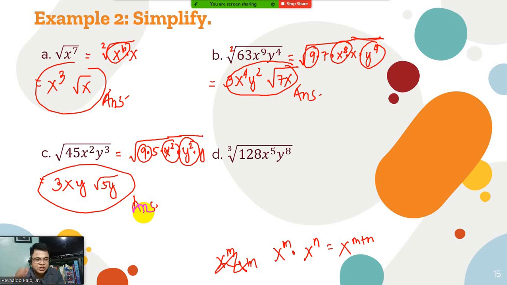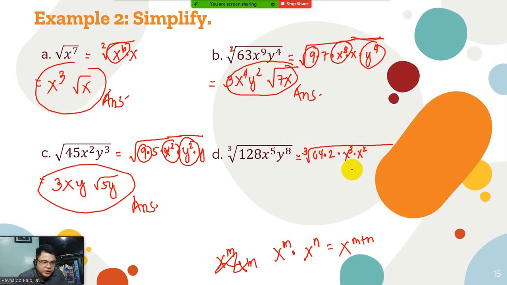Now let's have letter D. Cube root of 128x raised to the power of 5, y raised to the power of 8. So same thing with what we did with B and C. We will be factoring first the whole number, which is 128. I get the two factors of 128 where one is a perfect cube. So we have 64 and 2. 64 times 2 is 128. Times x raised to the 5th power, 5 is not divisible by 3, therefore get the nearest number to 5 which is divisible by 3. So it's now x cubed times x squared.